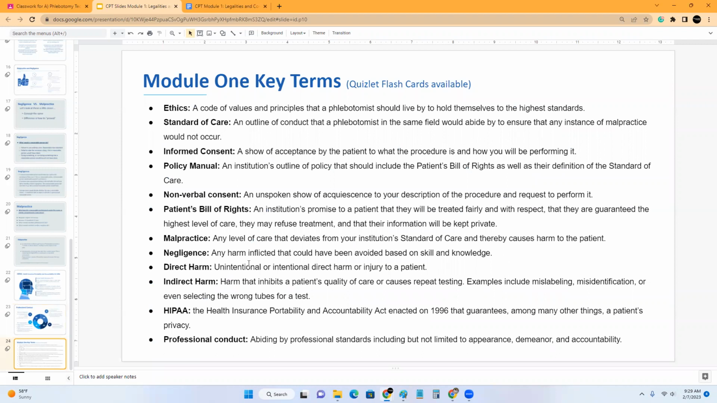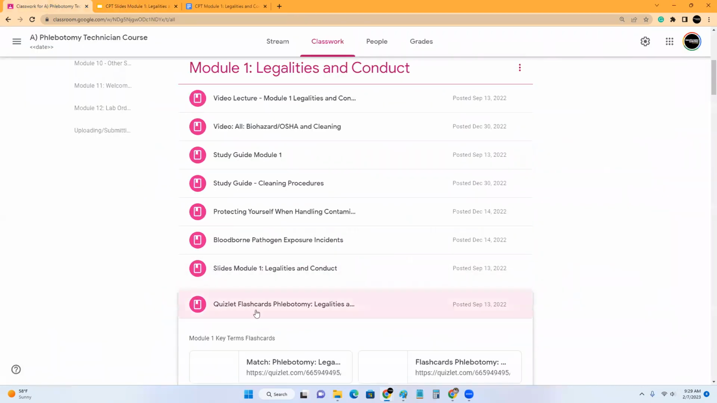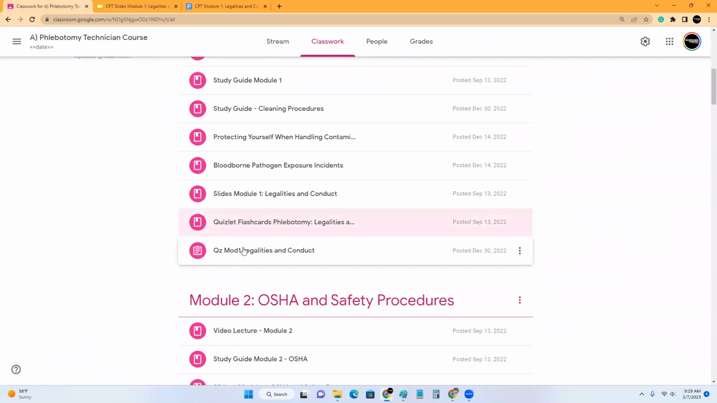All right. So you have some key terms here for Module 1. The Quizlet flashcards are available in your Google Classroom down here. Quizlet flashcards for Module 1. If you have any questions, let me know. But we'll move on to Module 2.